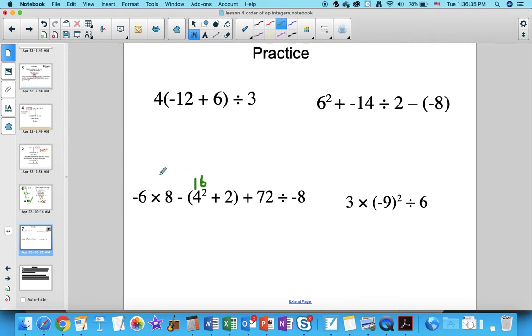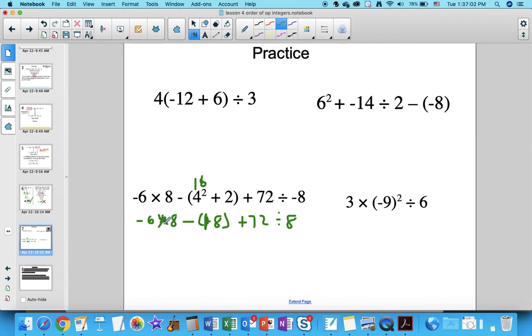Now, I'm going to go brackets again because I'm going to finish off these brackets. So now minus 6 times 8 minus 16 plus 2 is not negative, it's 18, right, is 18 plus 72 divided by 8. All right, and that's times, not plus.